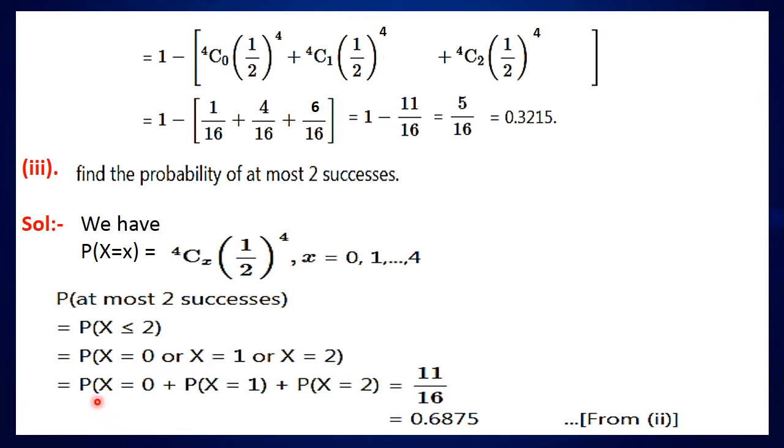So P of x is equal to 0 plus P of x is equal to 1 plus P of x is equal to 2. And this we have already calculated, that is this bracket part, 11 upon 16. So we can write 11 upon 16 here, that is 0.6875.